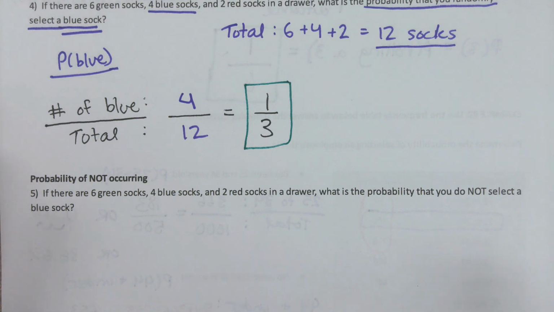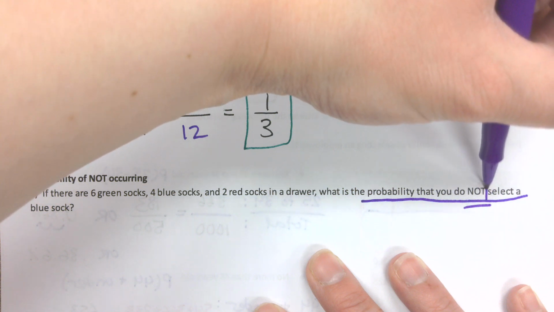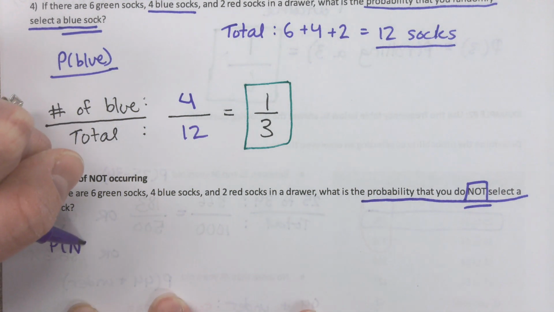Number 5 has the same information but asks a different question. If there are 6 green socks, 4 blue socks, and 2 red socks in a drawer, what is the probability that you do not select a blue sock? This is why it's really important that you read these problems carefully. That not changes the entire problem. And if you miss it, then obviously your answer will be wrong. The good news is, like I said, the numbers don't change from problem to problem, so we can cheat a little bit here. We're finding the probability of not blue.